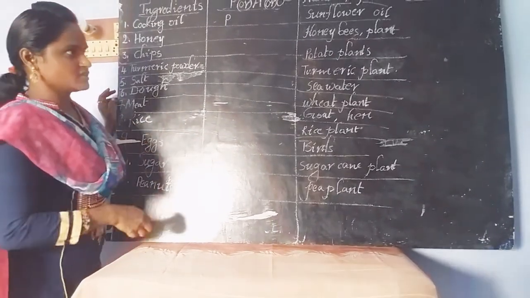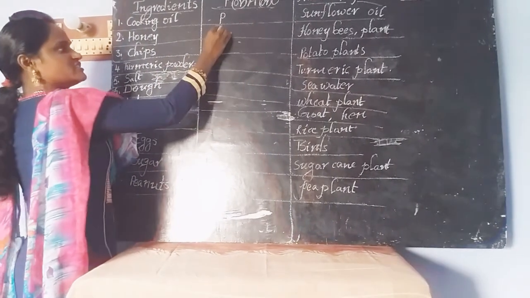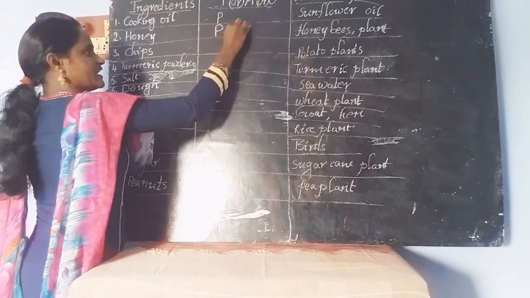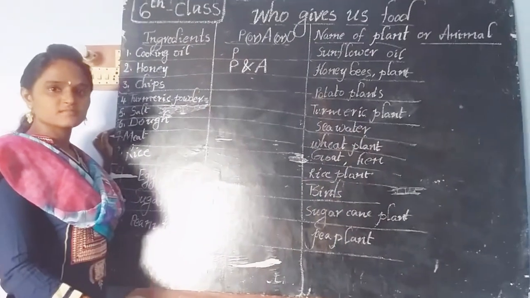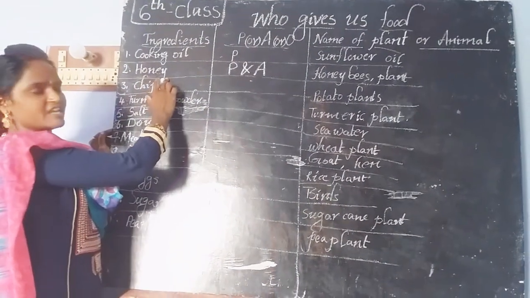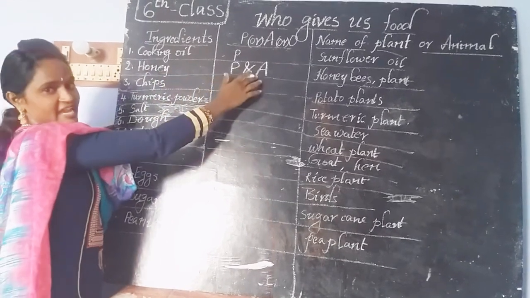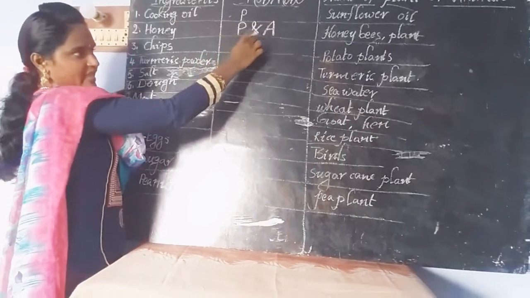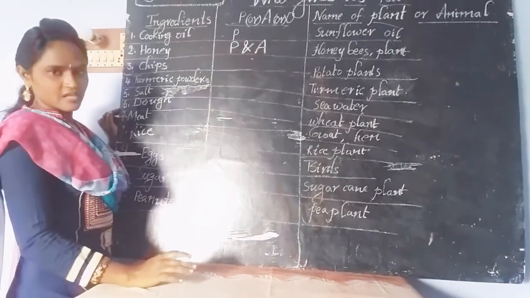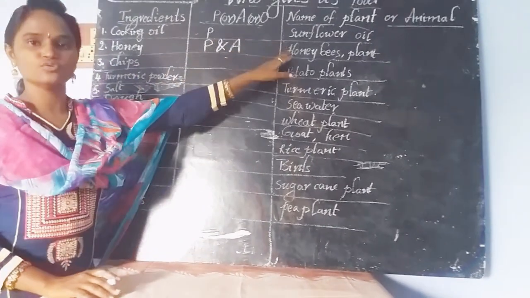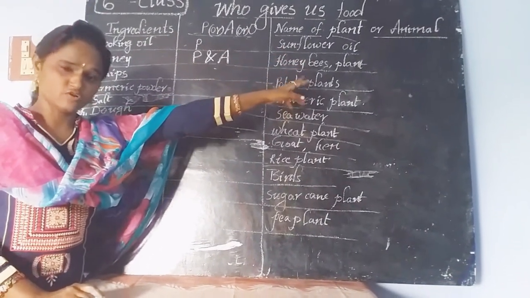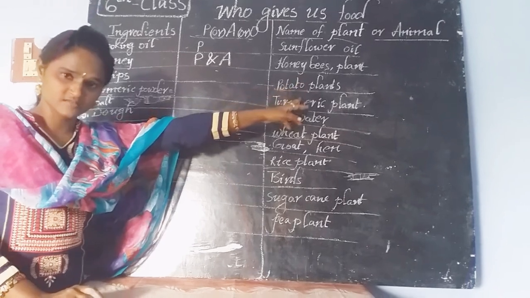Okay, like that, the honeybee is taking the help of plants and animals. That's why I am writing here: as we are getting honey by the help of plants and animals, I am writing the source as P and A. Here we also have to give credit to honeybees and also to the plants. Without plants, are we able to get honey?